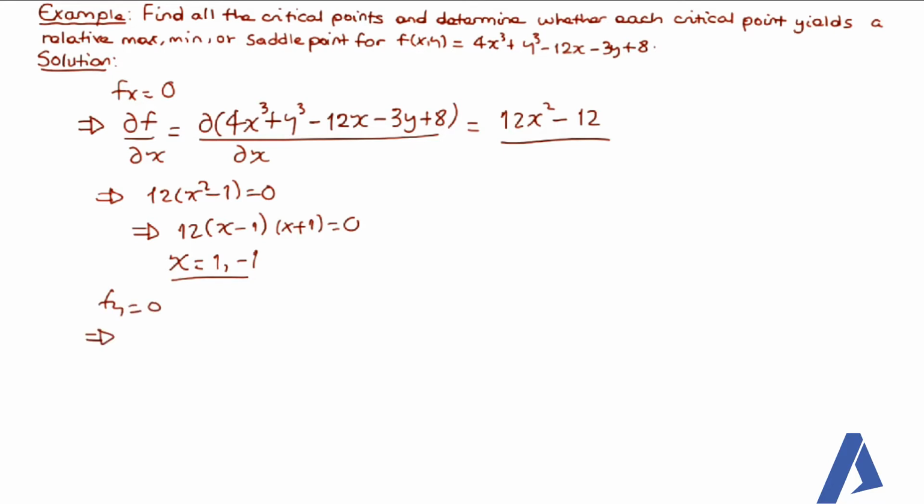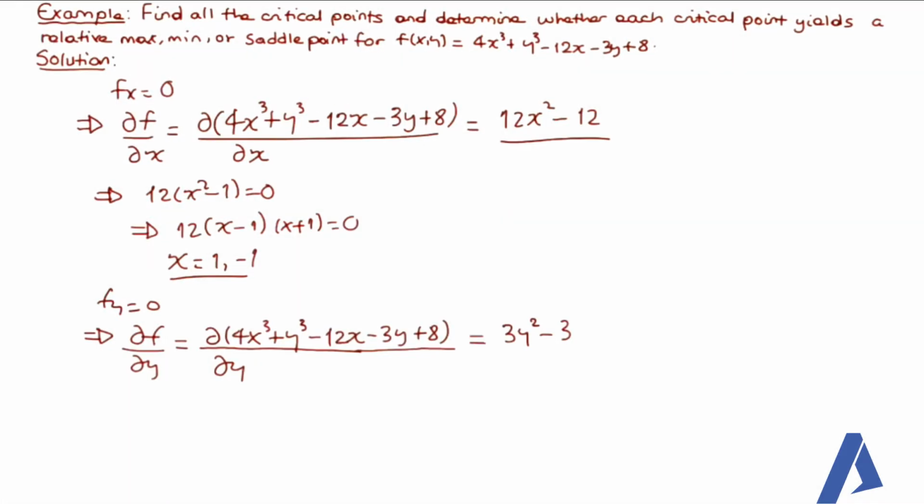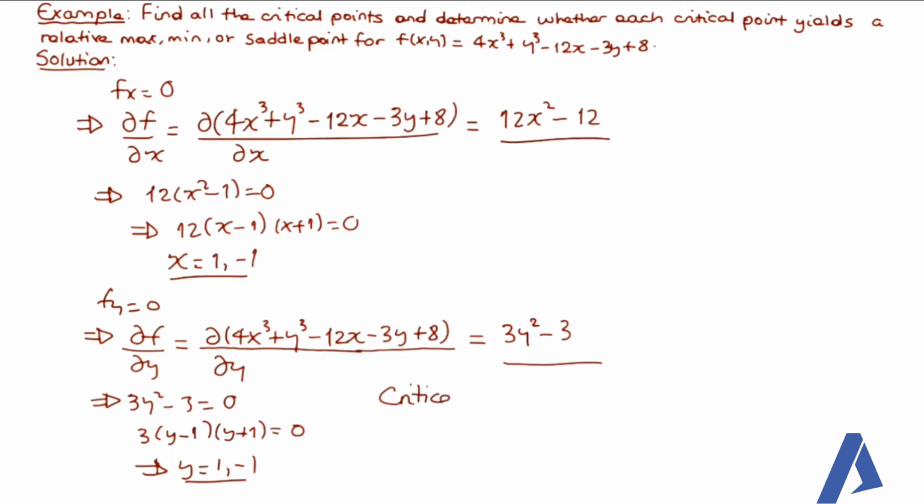ከዛ ደግሞ fy is equal to 0 የሚለውን እንጠቀማለን, which implies that the partial derivative of f with respect to y ይሄ ይመጣል ማለት ነው። ስለዚህ fy is equal to 0 ማለት this implies that 3y squared minus 3 is equal to 0. 3 times y minus 1 times y plus 1 is equal to 0, which implies that y is equal to 1 and minus 1. ስለዚህ critical pointችን is the combination of the following two. ስለዚህ our critical points: 1, 1; 1, minus 1; minus 1, 1; እና minus 1, minus 1.